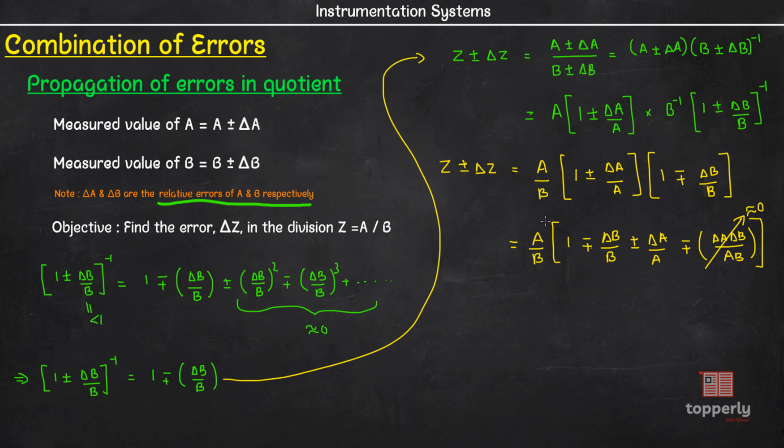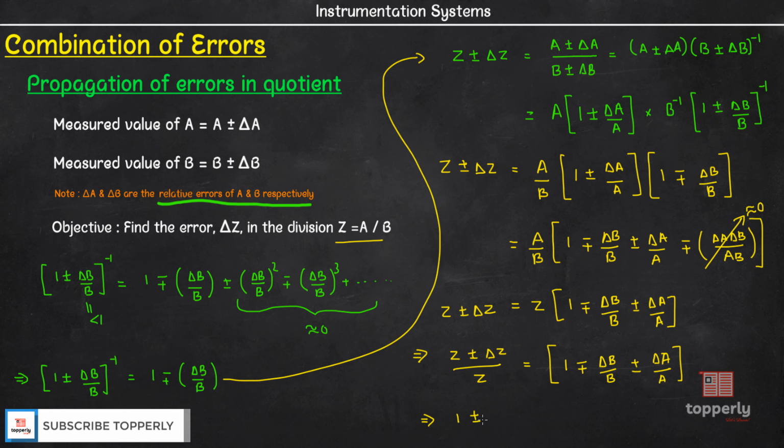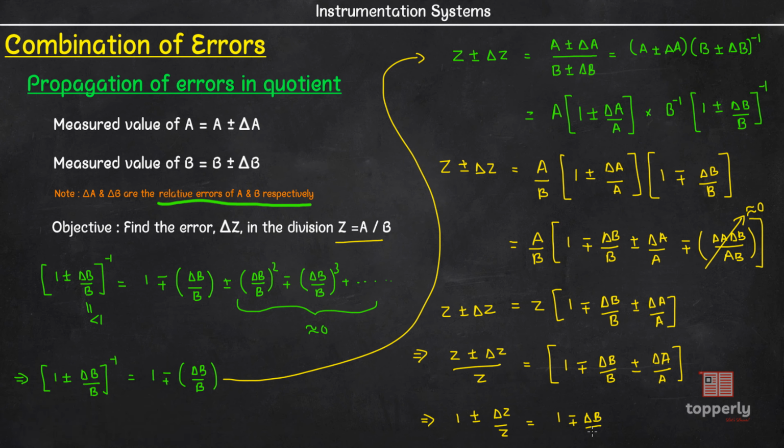And we can neglect this term ΔA·ΔB/AB as the value of this is almost equal to 0. And A/B is equal to Z, so Z into (1 ∓ ΔB/B ± ΔA/A) is equal to Z ± ΔZ. Now if we divide both sides by Z, we have (Z ± ΔZ)/Z equal to 1 ∓ ΔB/B ± ΔA/A, and this is equal to 1 ± ΔZ/Z equal to 1 ∓ ΔB/B ± ΔA/A.